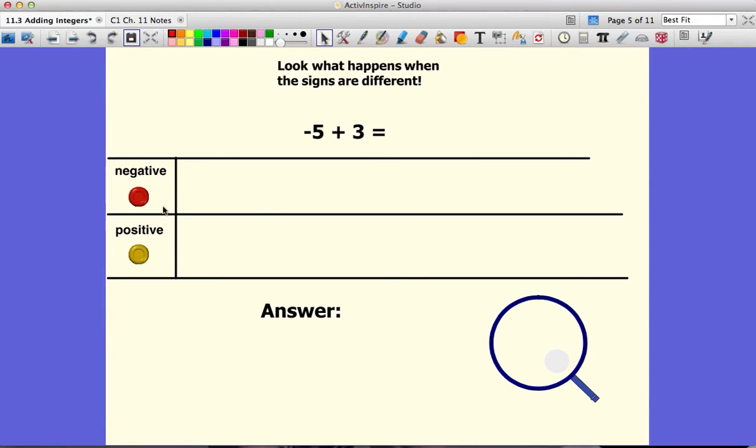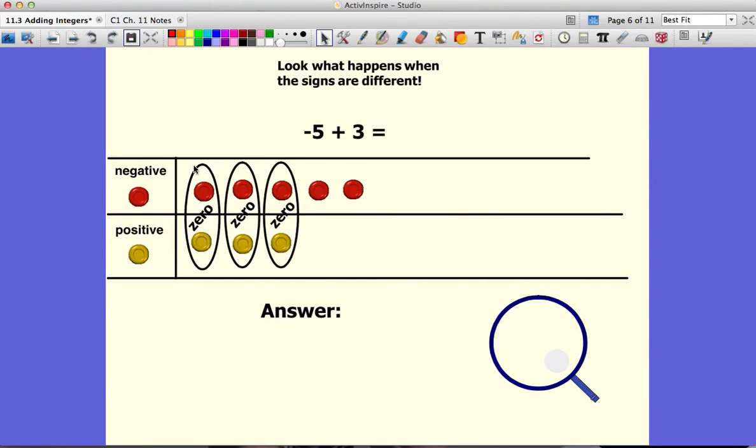To take that one step further, if I look at negative 5 plus 3, I again represent the negative 5 with 5 red chips. But now the positive 3 tells me I have to represent it with 3 yellow chips. Now this is where things change a little bit. Because I have two different colors here, I have to look at how many cancellations I have and then what I have left. What I mean by that is each of these yellows cancels out a red.